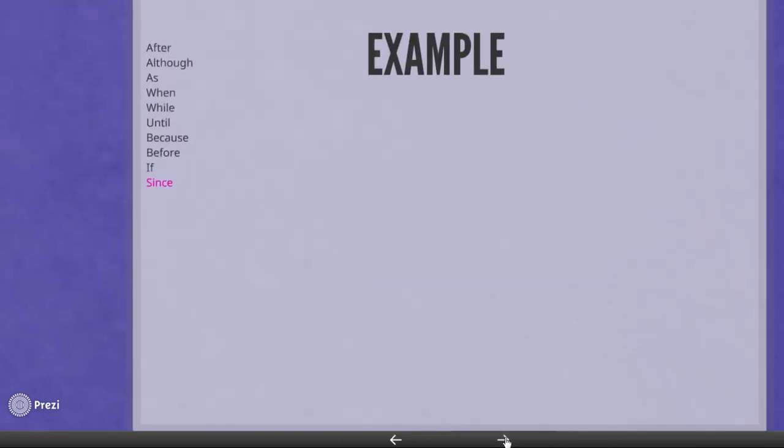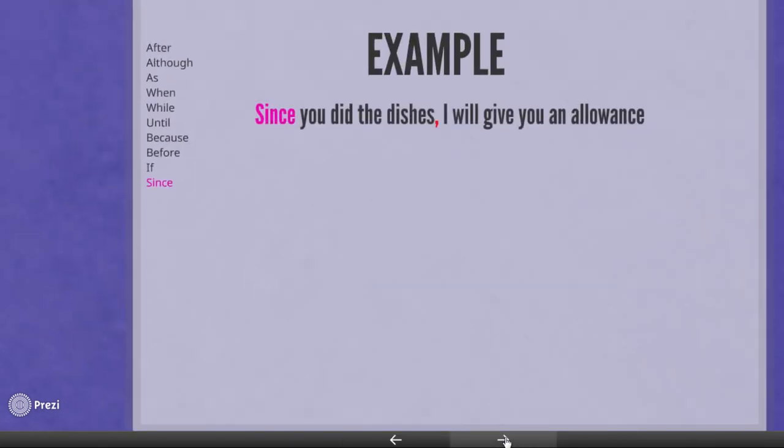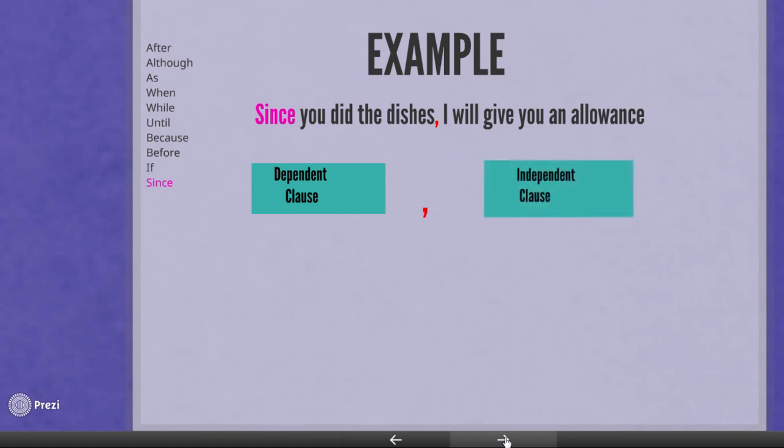Okay, and finally, let's look at our last example. Since you did the dishes, I will give you an allowance. Okay, so we have our AAAWWUBBIS word at the beginning of our sentence, which is part of our dependent clause. So therefore, since our dependent clause is located at the beginning of our complex sentence, we need to incorporate our comma. And we have our independent clause, I will give you an allowance, located at the end of our complex sentence.